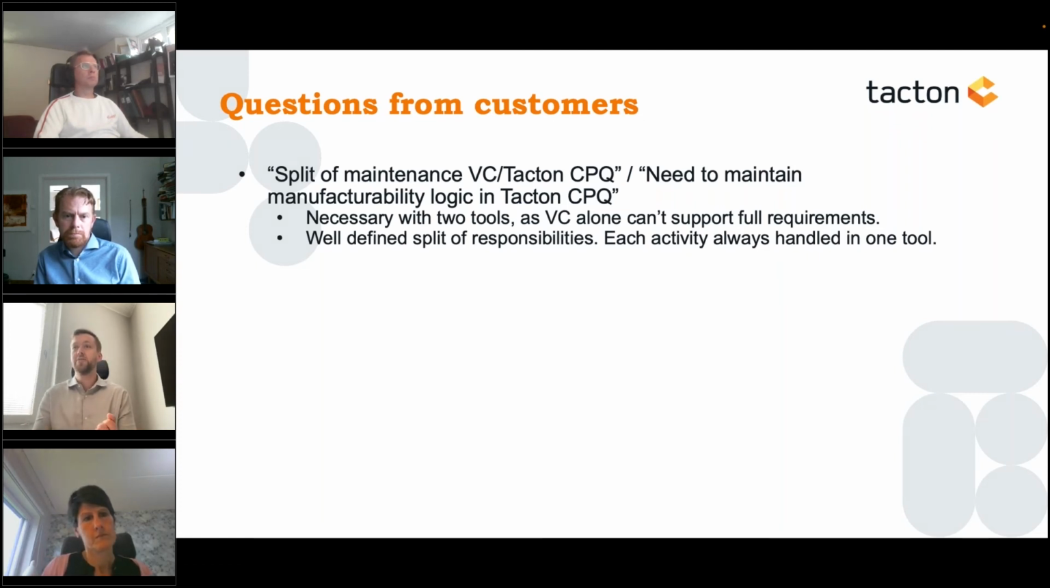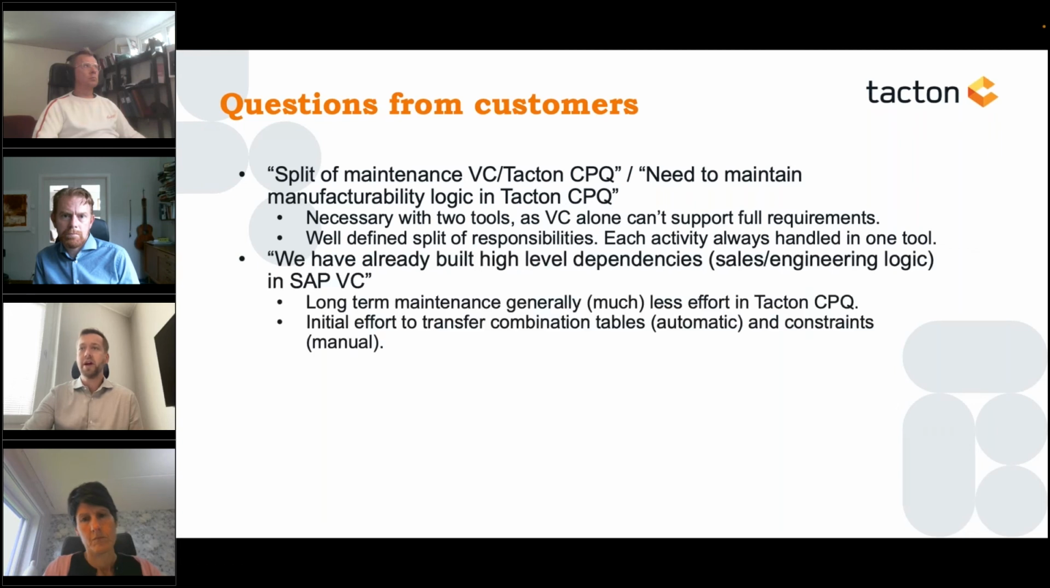There will be two systems to maintain, one for the manufacturing and one for the sales logic. But on the other hand, it's a necessity because VC alone can't fulfill the requirements. So introducing another system to handle the sales configuration is really necessary to get a good end-to-end process. And also the split, as shown, is fairly well defined, meaning everything required for the sales lives in Tacton CPQ and only the manufacturing breakdown rules live in SAP VC.